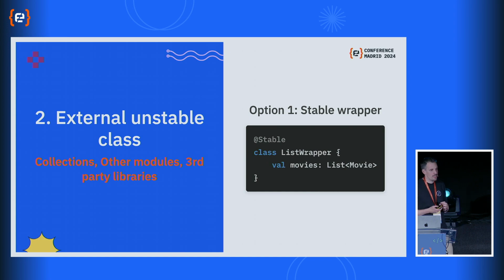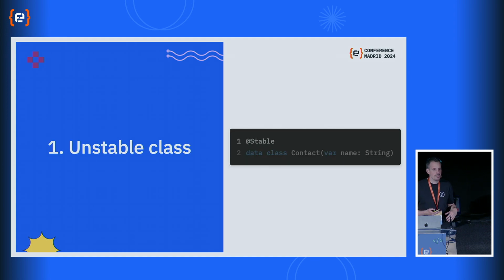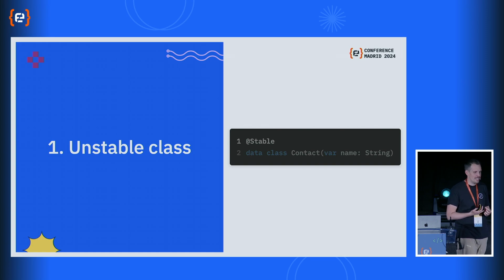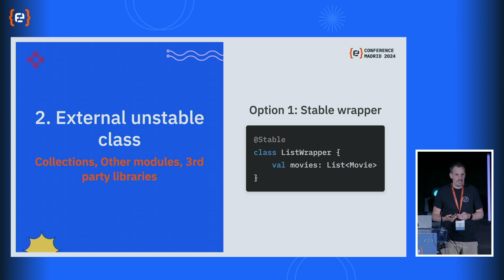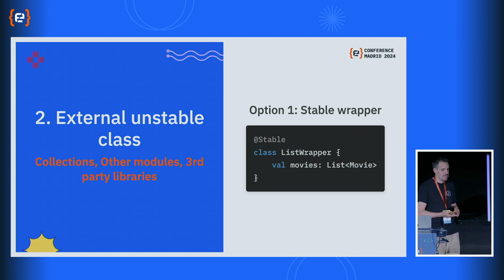The second one, which is probably more problematic, because in the previous one we could modify our code since it's our code, and make it stable instead of using the annotation. But in this second one, we are dealing with external unstable classes. For instance, the collections that we mentioned before, or the classes that are in other modules or third-party libraries. All these classes are unstable by default.